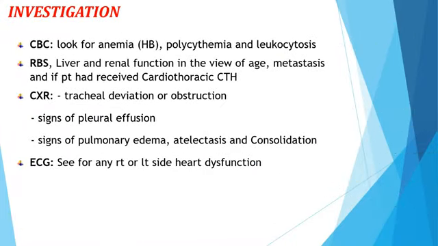The investigations we will look for here: any anemia, meaning hemoglobin, polycythemia, or leukocytosis. RBC, look at liver and renal function, and review any metastasis on cardiothoracic things. Chest x-ray: tracheal deviation or obstruction. Tracheal deviation, sometimes there is deviation of the trachea, so we look for thoracic signs of pleural effusion, pulmonary edema, atelectasis and consolidation. See for any right or left side heart dysfunction. These are the investigations we look for regarding bronchopulmonary disease and thoracic anesthesia.